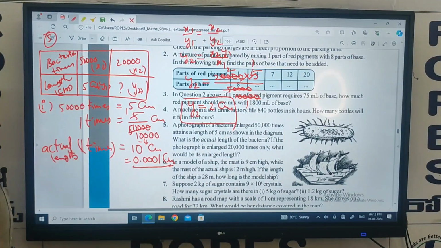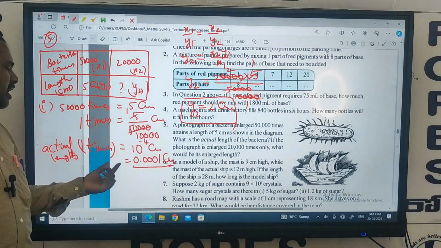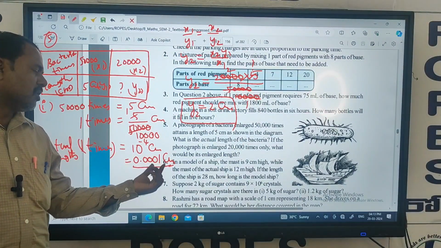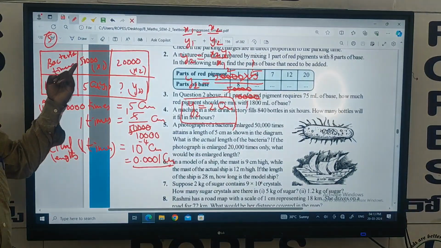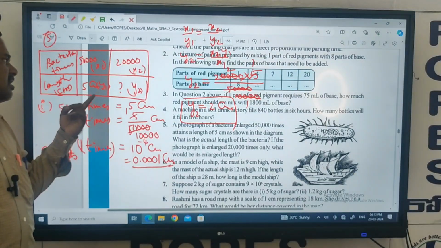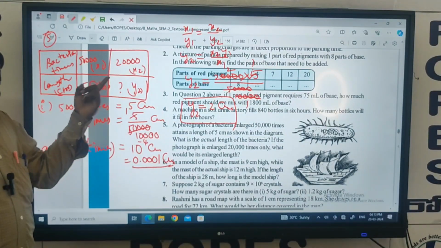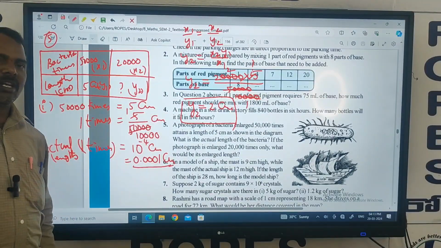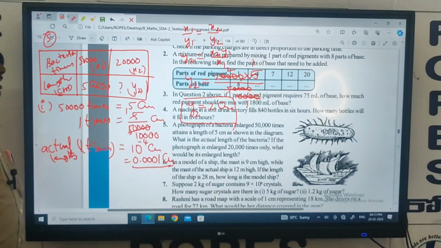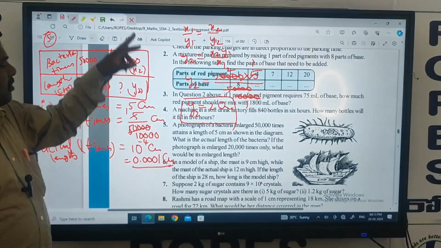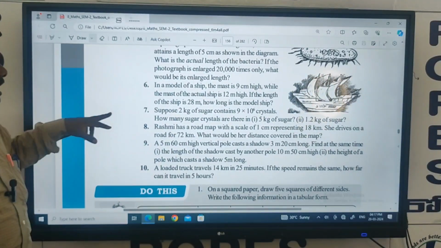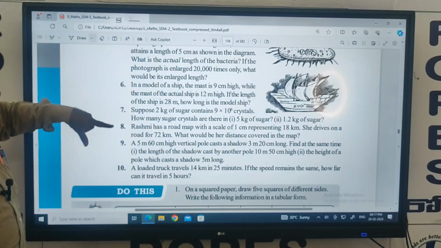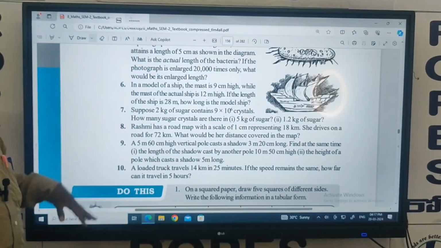So here they gave 50,000 times of bacteria is 5 centimeters. Then the actual length of the bacteria is 0.0001 centimeters. And if 50,000 times of bacteria is 5 centimeters, then at 20,000 times the bacteria length is 2 centimeters only. Okay, so like this we have to find the remaining problems also. You can do the remaining ones by this method only. So all of you complete the remaining problems by seeing this method.